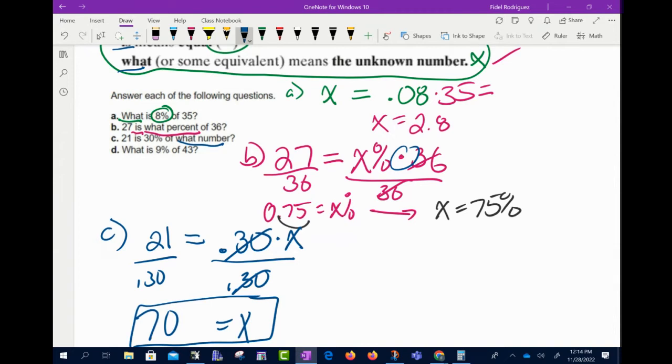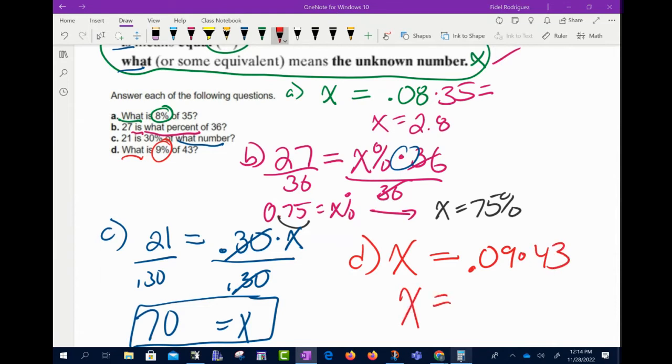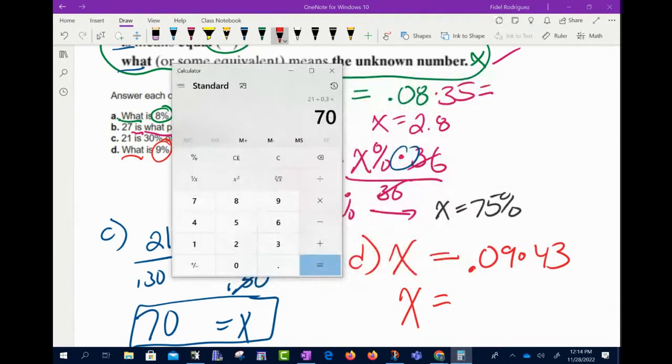All right, and then I have one last one here. Part D says what? Okay, I'm going to write x. Is, I'm going to put equals. 9% as a decimal is 0.09. Of means to multiply by 43, okay? And again, I'm just going to do exactly what I have here. 0.09 times 43, and I'm coming up with 3.87.